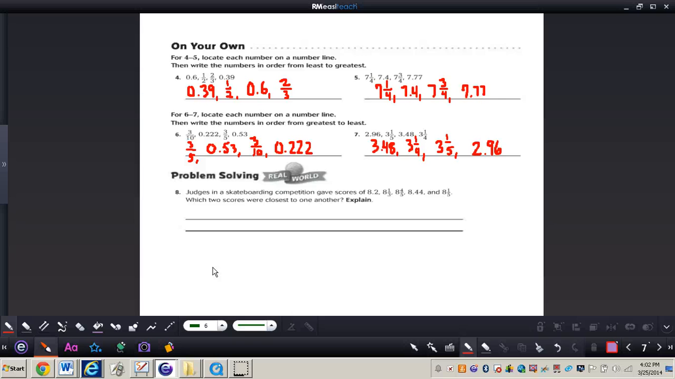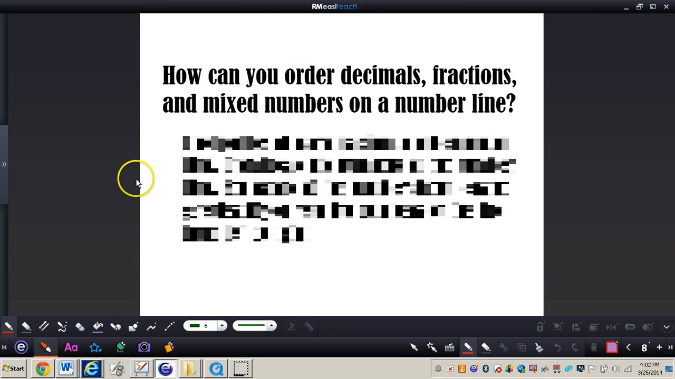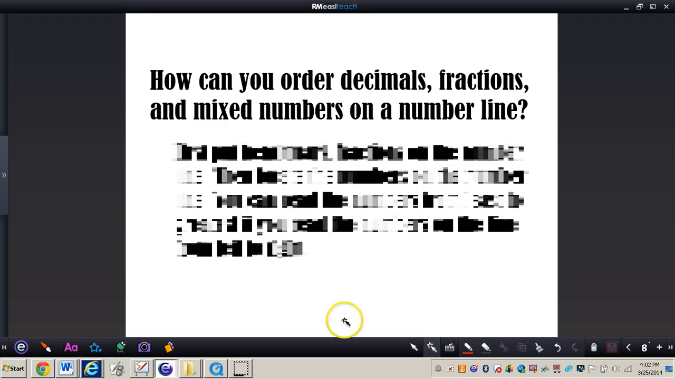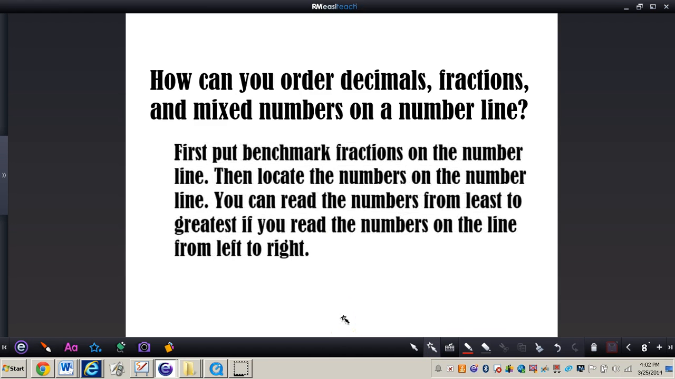Okay, so let's finish out the video here by taking a look at the essential question. How can you order decimals, fractions, and mixed numbers on a number line? What we can do here is first put benchmark fractions on the number line, locate the numbers on the number line, and then we can easily read the numbers from least to greatest if you read the numbers on the line from left to right. So this is how you order fractions and decimals.